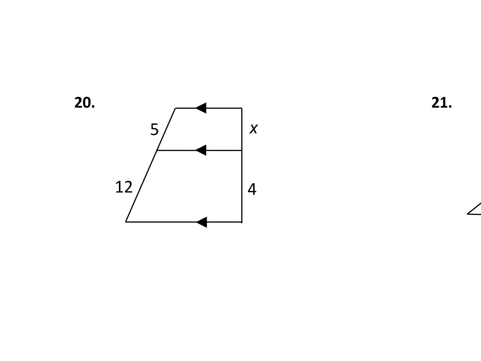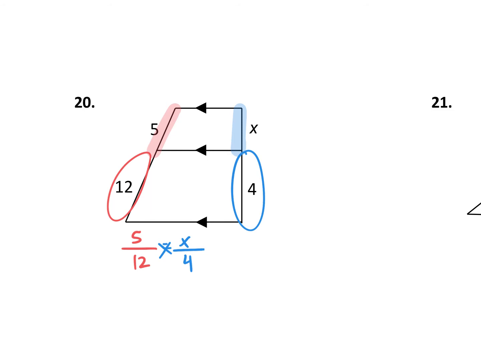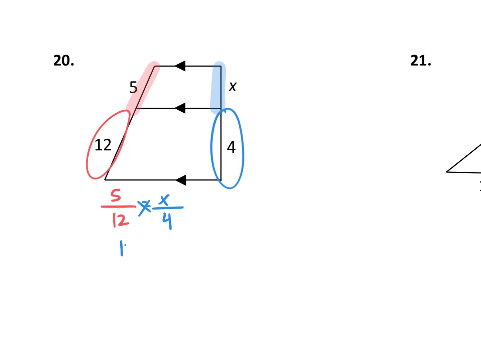So I'm going to start up top here with 5, and it's going to be 5 over that other side length of 12 on that side length. And then on the other side, since we started with 5, we have to start with x on top. And then we're going to have the other portion of 4 on the bottom. Quick little cross multiply here. Go ahead and solve. We get 12x equals 20. So x equals 1.6 repeating.